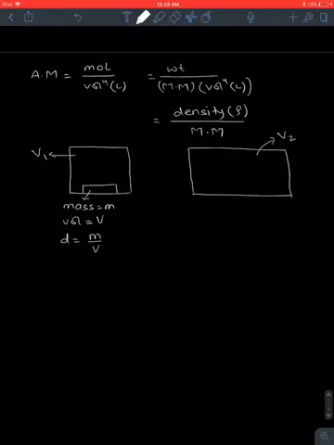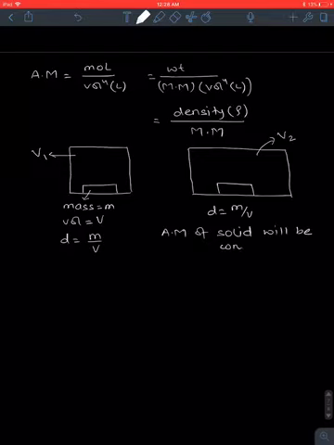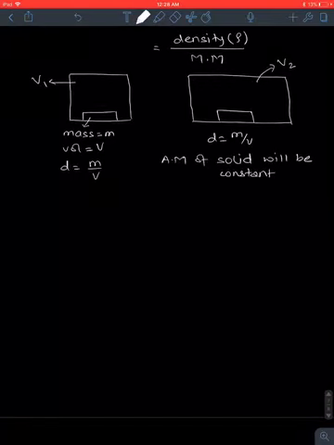So if mass is m and volume is V, its density will be m by V. And if the same block is placed in the other container, its density will still be m by V, meaning the density of the solid is not changing. Its molar mass will also not change. So if density and molar mass are constant, the active mass of solid will be constant. Now in place of solid, suppose I'm taking liquid in this container.